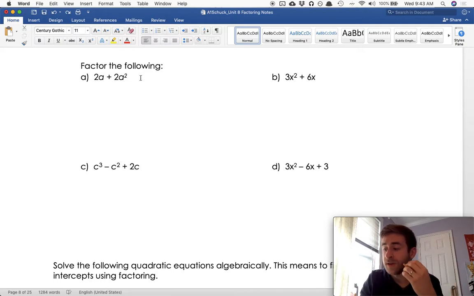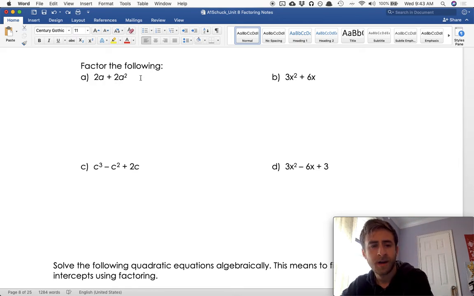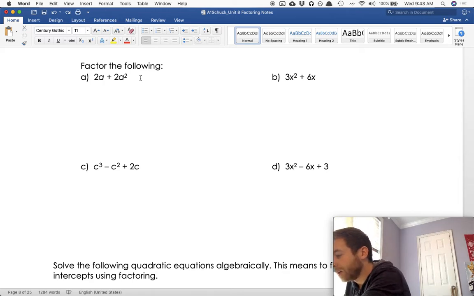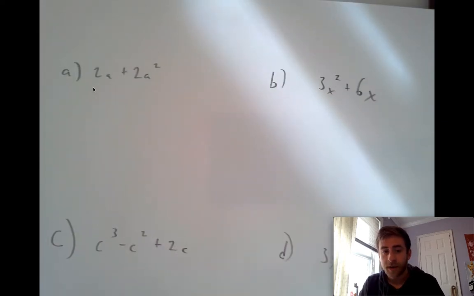We are now factoring the following. So I'm going to write out a couple of these so we can just get back on the paper and go from there. So A was 2a plus 2a squared. B is 3x squared plus 6x. C is c cubed minus c squared plus 2c. And D is 3x squared minus 6x plus 3. Okay, let's do it. Starting with A.